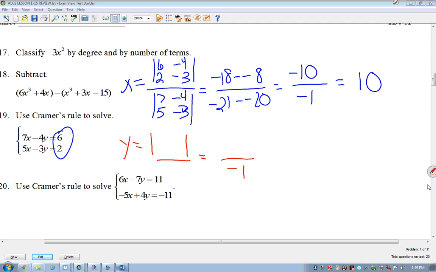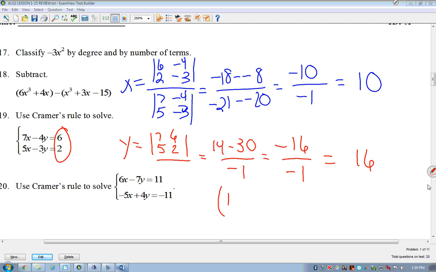As we set up the numerator, though, help me. What do I put in for my left column? 7 and 5. I keep the x's this time. I substitute for the y's, so I plug in 6 and 2. What's 7 times 2? 14 minus 30. 14 minus 30 is -16. So y equals 16. So I should get 10, 16 for my solution.